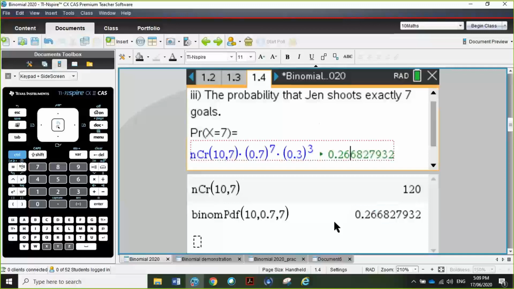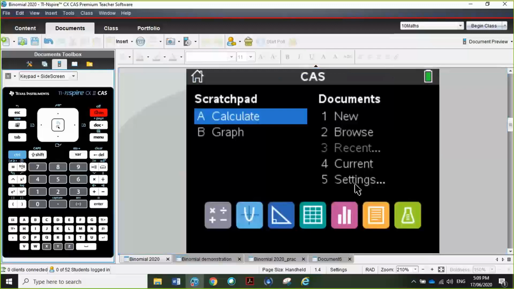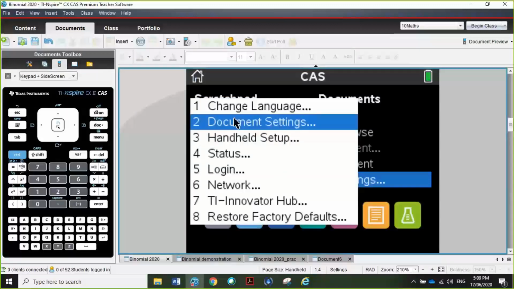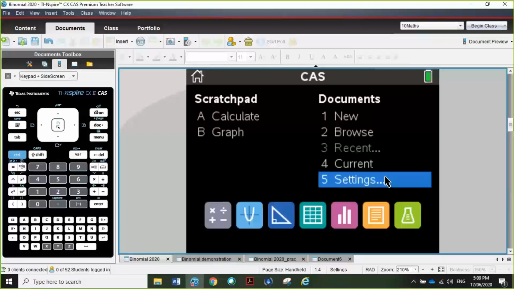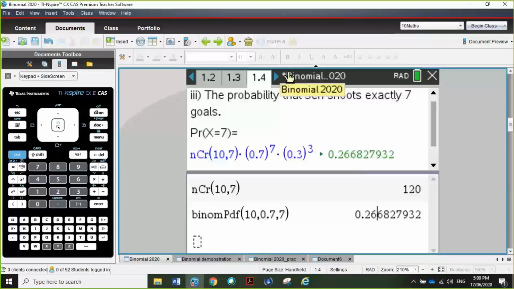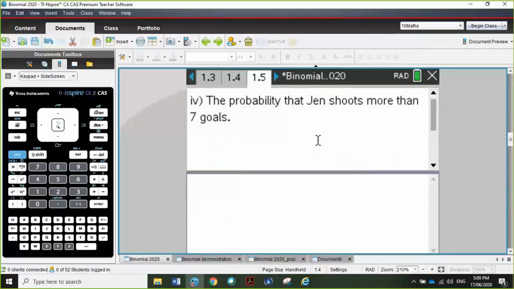If your float is low, so that means if you're seeing less decimal places than I am, you can go into your menu, home key, and then go into your settings and change your document settings here and change your float up. I generally have mine pretty high. It's good to have it nice and high in probability. It doesn't hurt. Okay, let's move on.